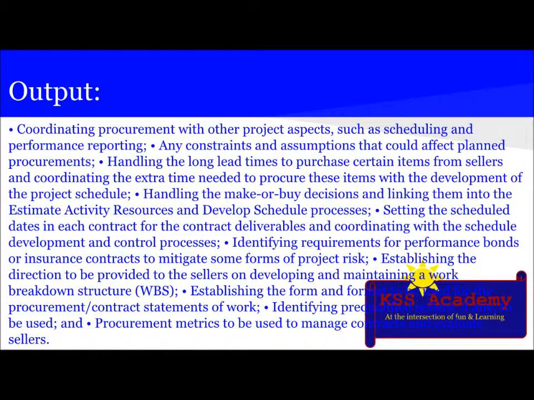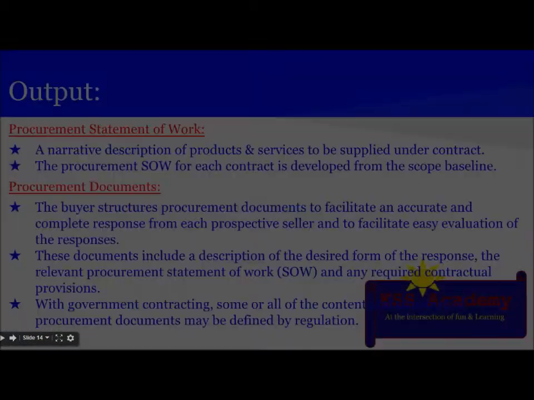Identifying requirements for performance bonds or insurance contracts to mitigate some forms of project risk. Establishing the direction to provide the sellers on developing and maintaining a work breakdown structure. Establishing the form and format to be used for the procurement contract statement of work. Identifying pre-qualified sellers, if any, to be used. Procurement metrics to be used to manage the contracts and evaluate sellers.